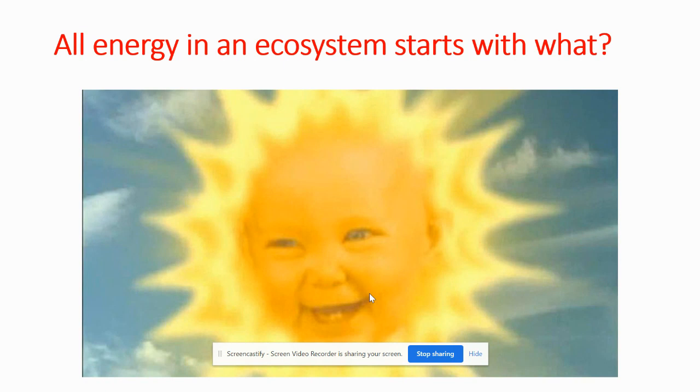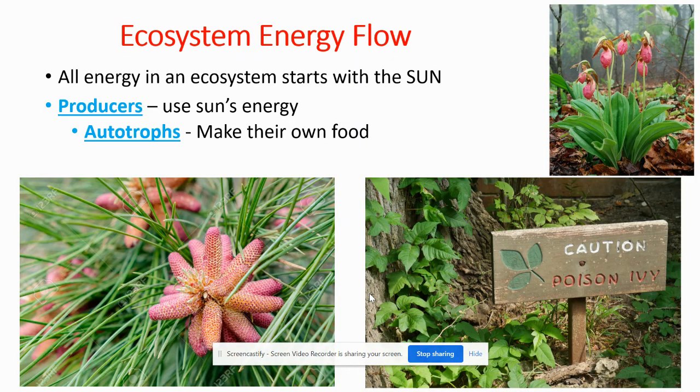I'd appreciate it. But all energy in an ecosystem starts with what? The sun. So we have producers, which are using the sun's energy to make their food. We also call them autotrophs. So when we're talking about food chains and trophic pyramids, we're going to be using these different terms. Producers and autotrophs can be used interchangeably.